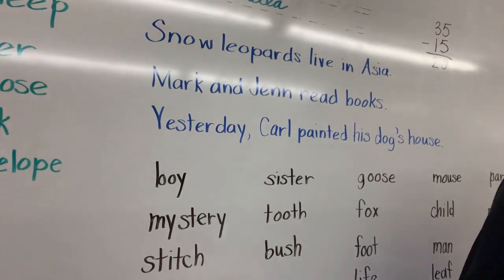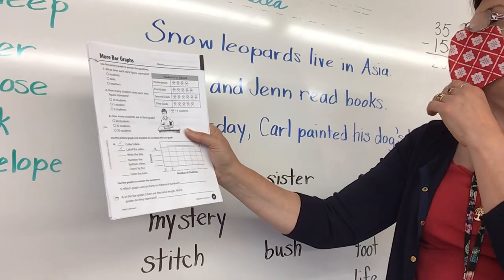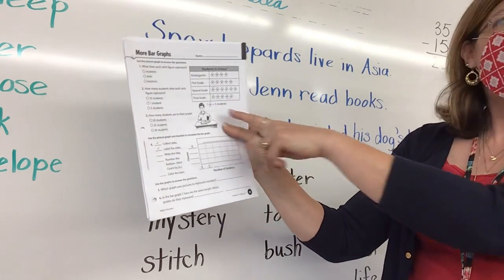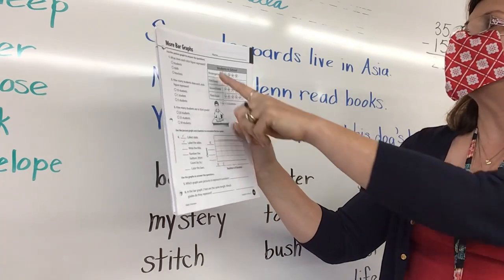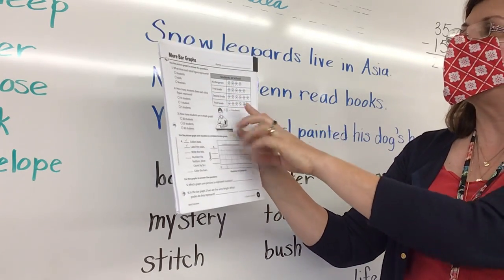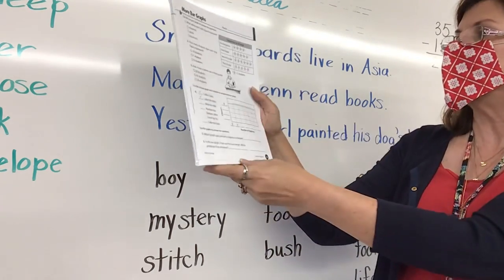Alright, on your second paper that I will be giving to you, you're going to be doing a picture graph. And it says 1 stick figure is equal to 5 students. So you're going to use this picture graph. It's about kindergarten, 1st grade, 2nd grade, 3rd grade. Use the picture graph and the fact that stick figures are 5 students to answer the questions.